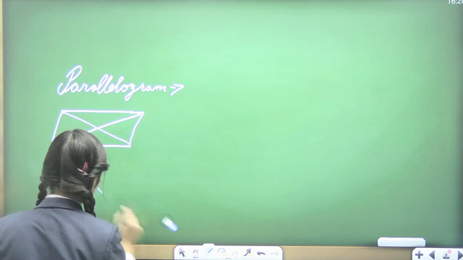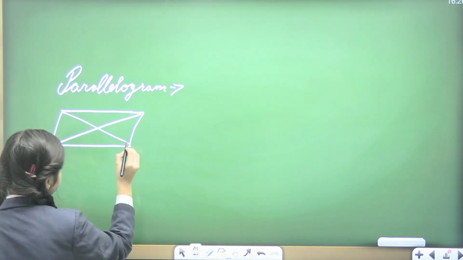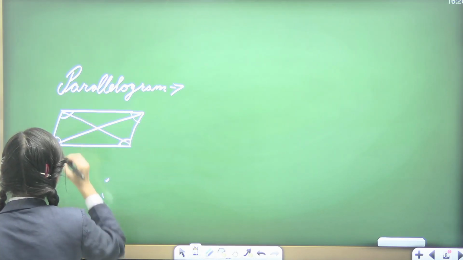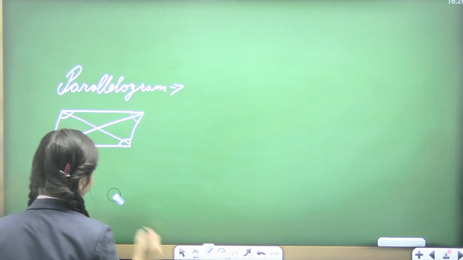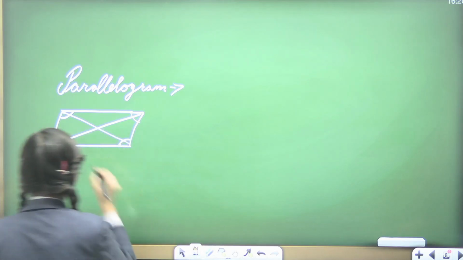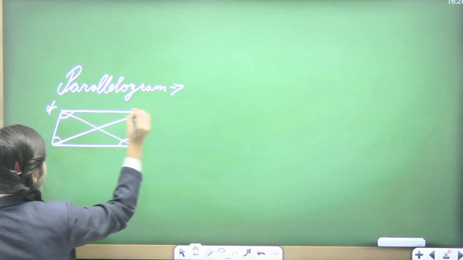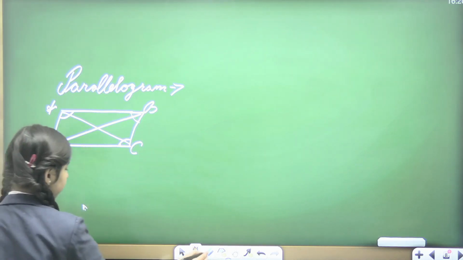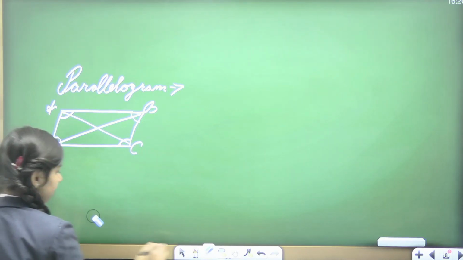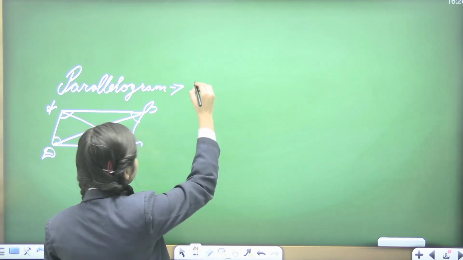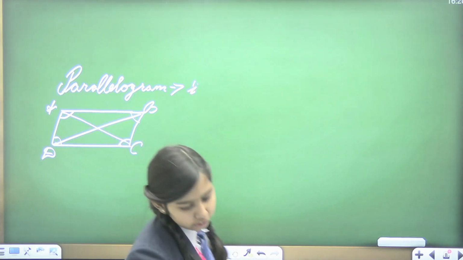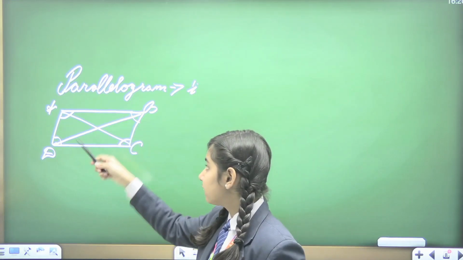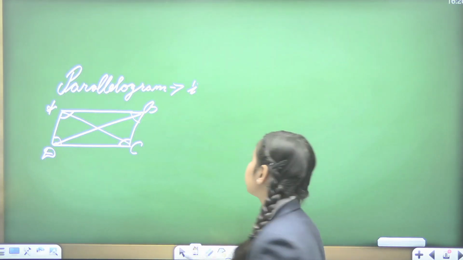I'll draw the diagonals and then the angles, and we'll name it as A, B, C, D. So we know about the first point, that is opposite sides. Like opposite sides are parallel and equal.